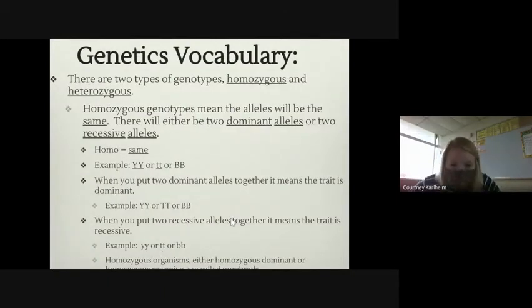But homozygous organisms, either homozygous dominant or homozygous recessive, are called purebred. So that was the yellow and the green.